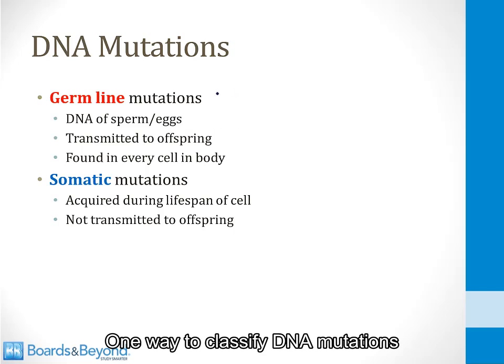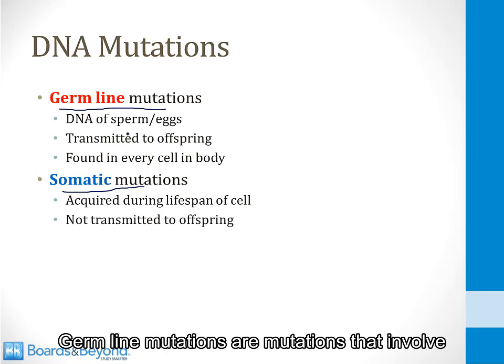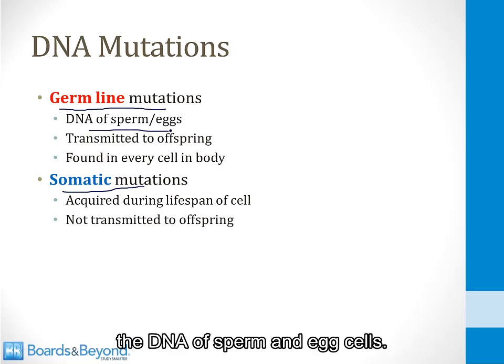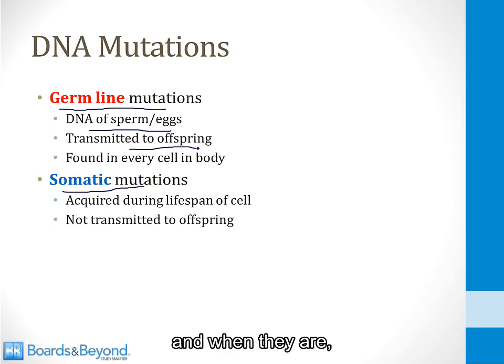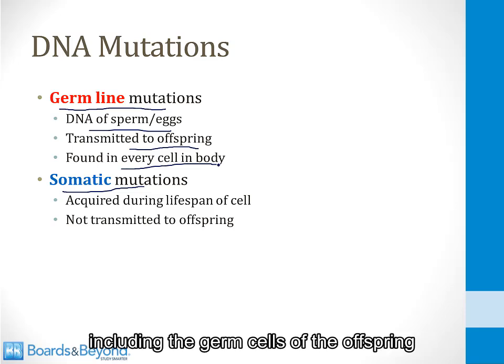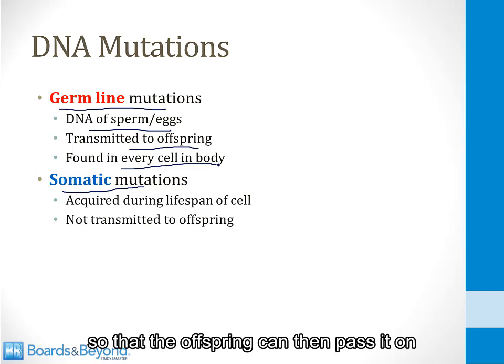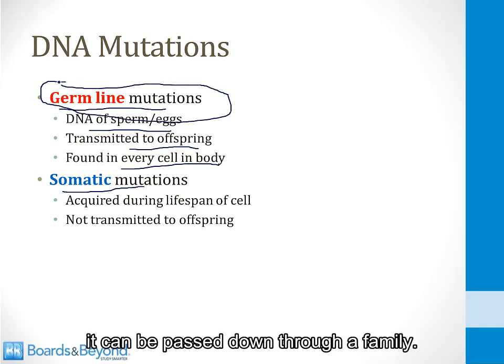One way to classify DNA mutations is as germline mutations or somatic mutations. Germline mutations are mutations that involve the DNA of sperm and egg cells. These are gametes, and therefore the mutation can be transmitted to offspring, and when they are, the DNA mutation will be found in every cell in the body of the offspring, including the germ cells of the offspring, so that the offspring can then pass it on to subsequent generations. So once a DNA mutation involves the germline cells, it can be passed down through a family.